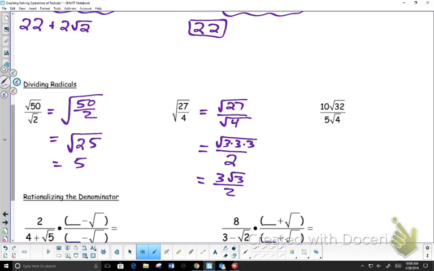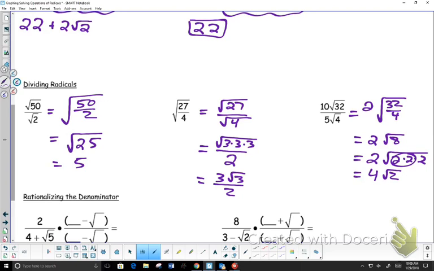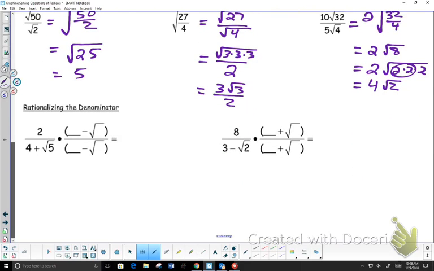Next one would be 10 divided by 5 is 2, and then I've got 32 divided by 4, which would give me 2 square root of 8. Square root of 8 is 2 times 2 times 2, so I've got 4 square root of 2. Last one is rationalize denominator. We've done this like literally a couple times and that's it.